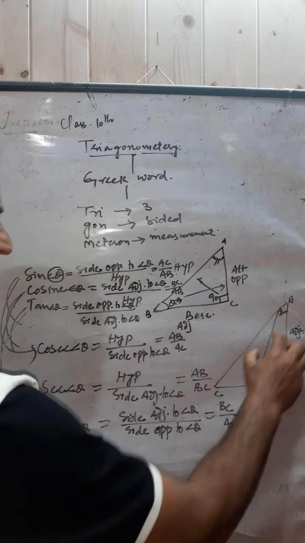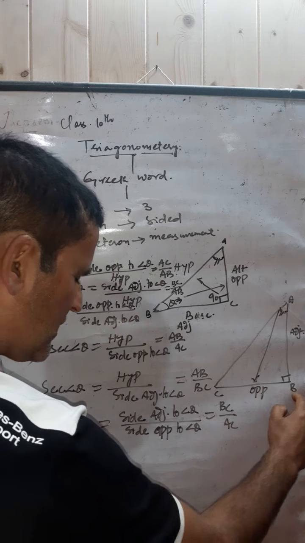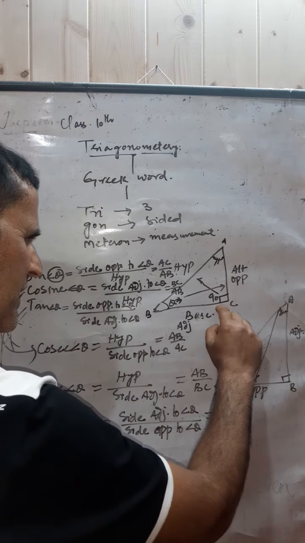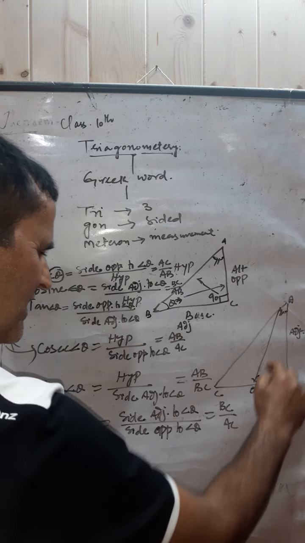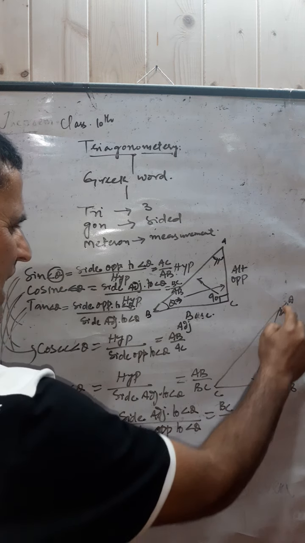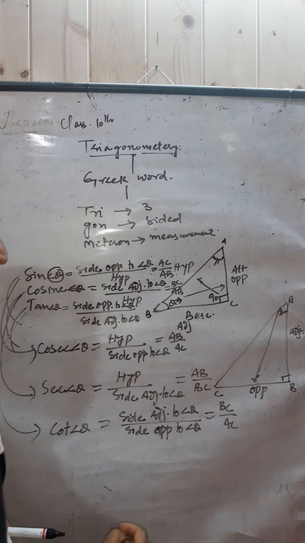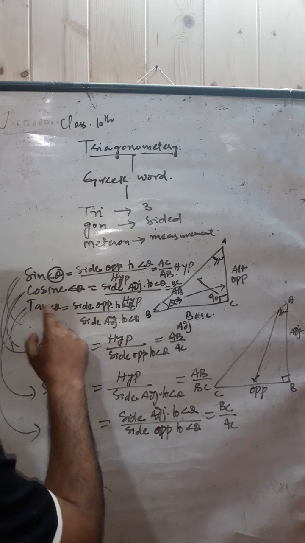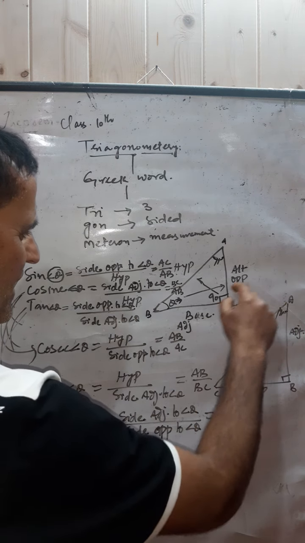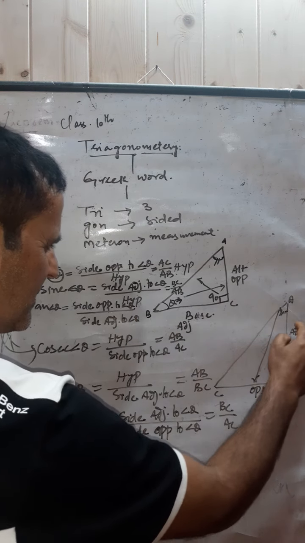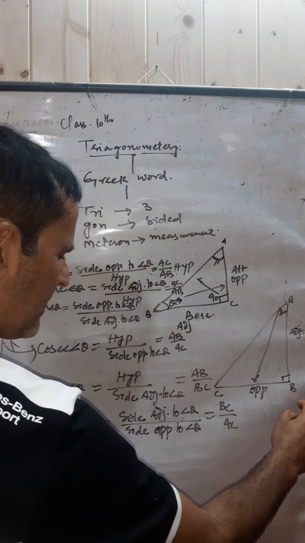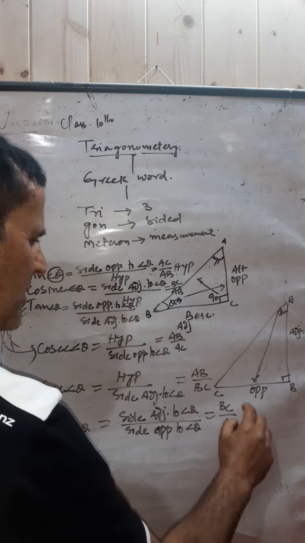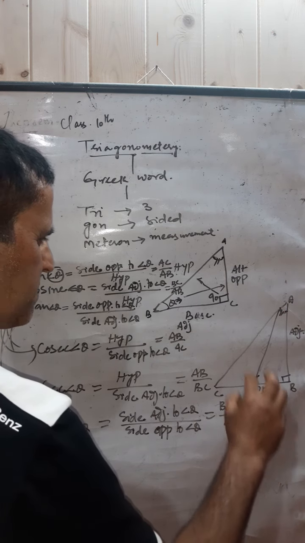Sine of angle A is always equal to the side opposite. Here it is BC, but in this figure it is AC, and then the hypotenuse remains the same. And thereafter, if we want to find the cos of angle theta, here it is side BC, but in this figure it is side AB. So it depends upon the angle on which we focus.